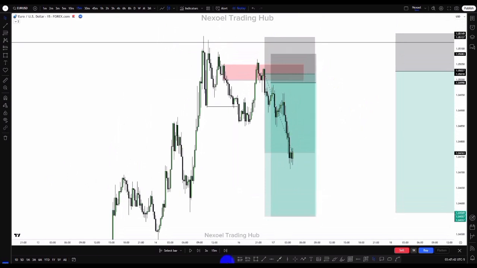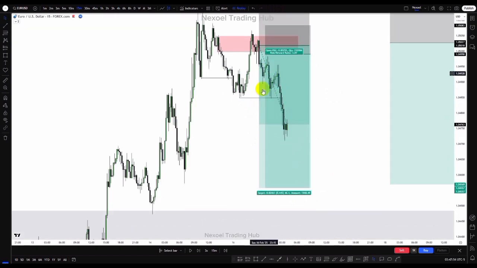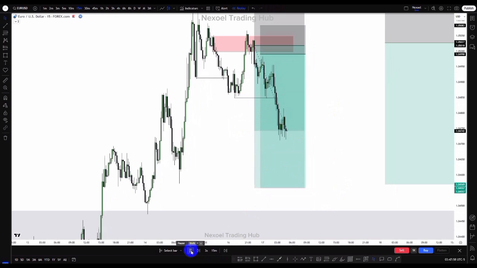Now what we can see, price gave us a break of structure here. We have a break of structure here. So we can see price giving us the bearish momentum, broke structure. So let's play price to see how price delivered to the downside further.